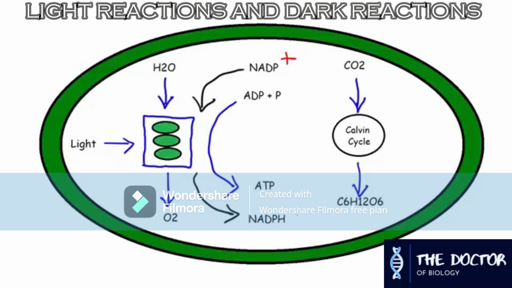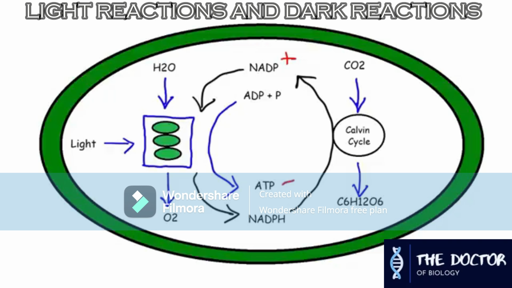NADPH is oxidized back into NADP plus. So NADPH gives up its electrons, turning into NADP plus. Carbon dioxide ultimately receives those electrons and eventually turns into glucose. ATP is used to power that process.